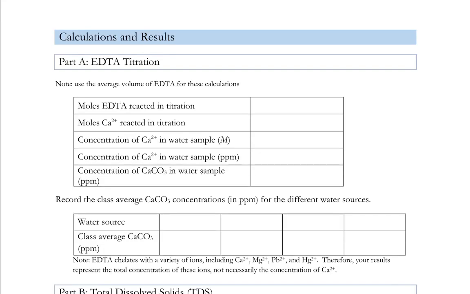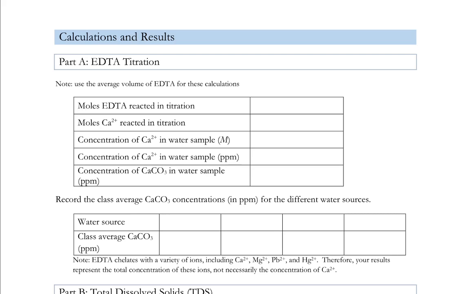And then for the calculations and results, part A, EDTA titration, you will be able to calculate, as we talked about earlier, from the volume and the molarity of the EDTA, the moles of it. You'll get the moles of calcium ions. They're in a 1-to-1 mole ratio between calcium ions and EDTA. Then you will determine the concentration of the calcium ions by taking into account the volume of the water converted to liters. Then you make that calculation from moles per liter to milligrams per liter, which corresponds to ppm.